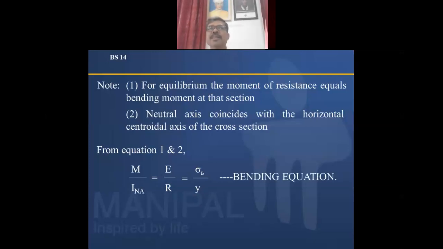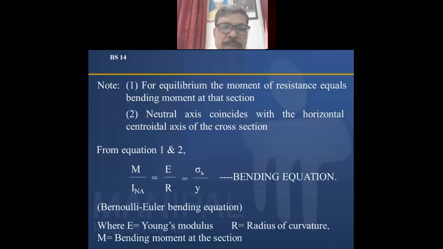So this derivation is likely to be asked in examination. So this is called Bernoulli-Euler bending equation. This theory was developed in the 16th century, 1664. Bernoulli developed this and Euler gave the modification to this theory. That's why it is the combination Bernoulli-Euler bending equation, where E is the Young's modulus or modulus of elasticity, R is the radius of curvature, and M is the bending moment at the section.